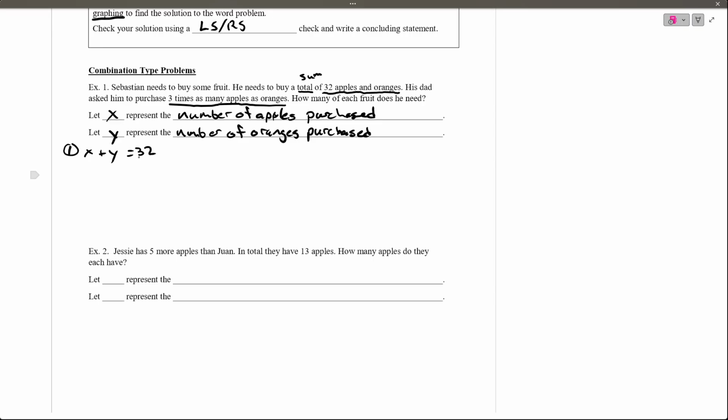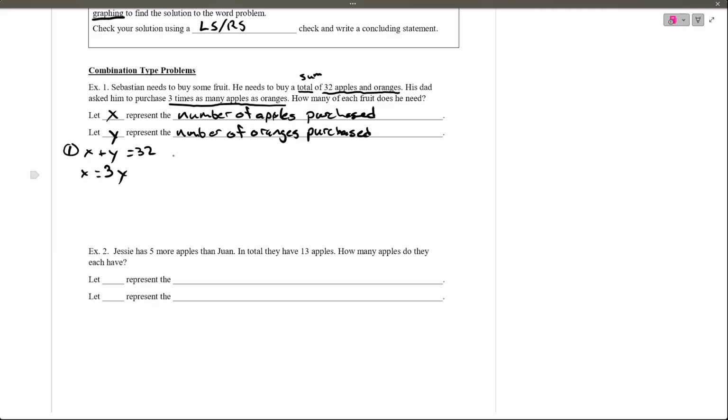Okay, what else do we got? Well, it says that we have 3 times as many apples as oranges. So apples is represented by x, and it's saying, hey, we have 3 times as many apples as oranges. So x is going to be equal to 3 times the number of oranges we have. So x is equal to 3y.